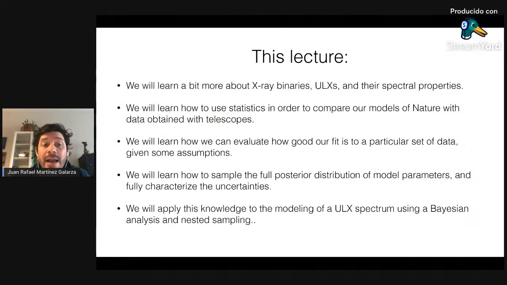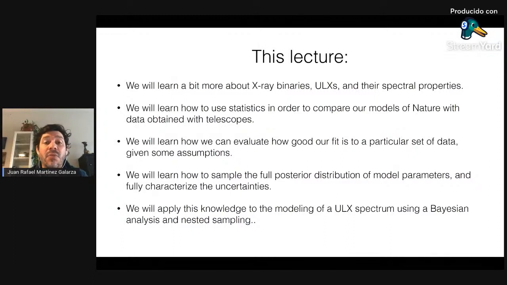We will learn how to use statistics in order to compare our models of nature, in this case, our models of X-ray binaries, with the data that we obtain from telescopes, for example, from the Chandra Space Observatory. And we will learn how to evaluate how good a particular fit of a model is to a particular set of data, given some assumptions.